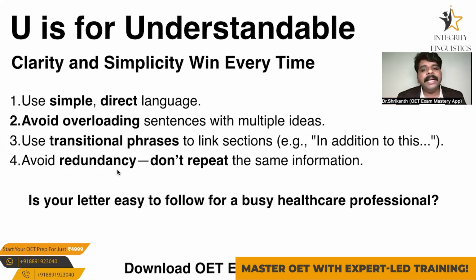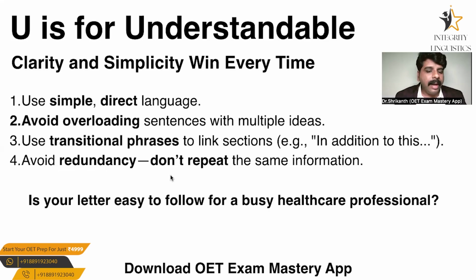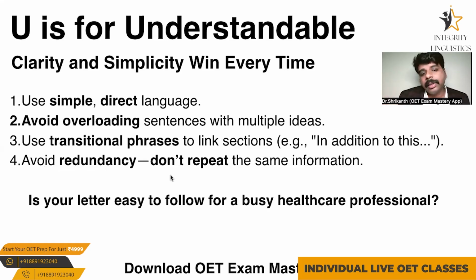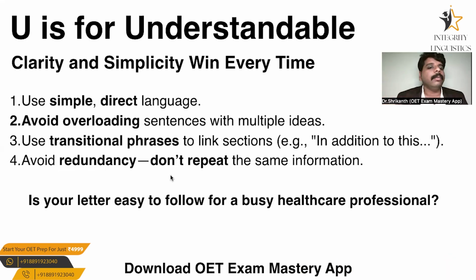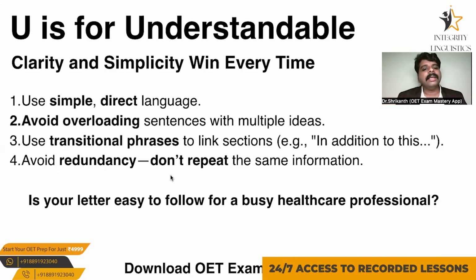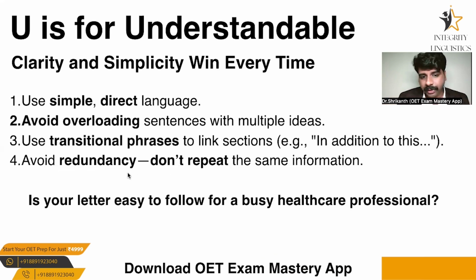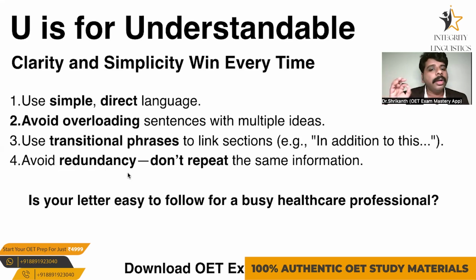Now, if you're going to repeat the same information, so let's say that a student has written only 140 words, and we are required to write a minimum of 180 words. And just to meet the extra 40 words, if the student is going to repeat the same information over and over again, then what will happen? That means the student is not giving any value to the reader, is writing redundant information, and the OET people will not give scores to that type of writing.